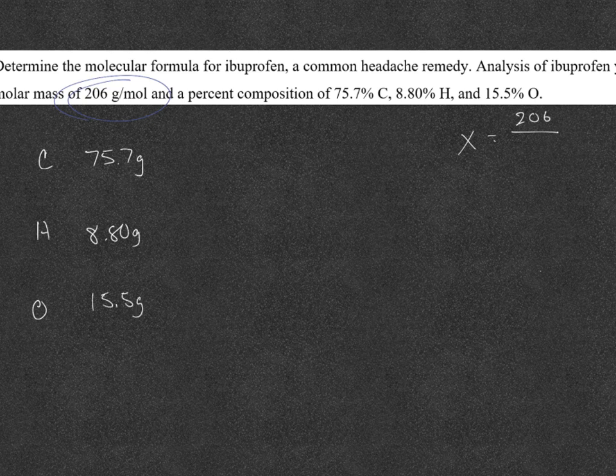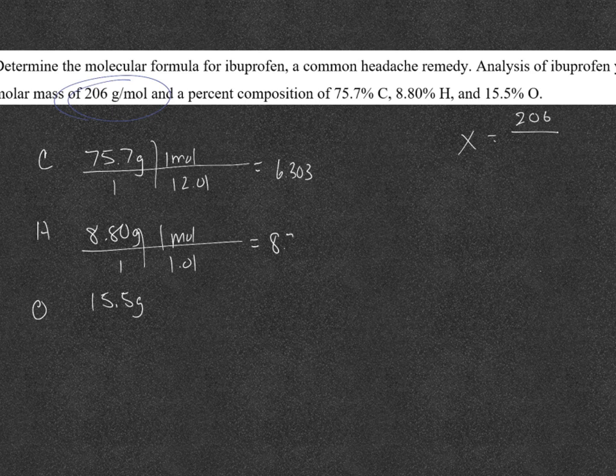So I have 75.7 grams, 8.80, and 15.5. So percent to mass, done. Now, mass to moles. 1 mole, 12.01, and I get 6.303. Hydrogen has a mass of 1.01, and I get 8.713. Oxygen has a mass of 16, and I get 0.9688.